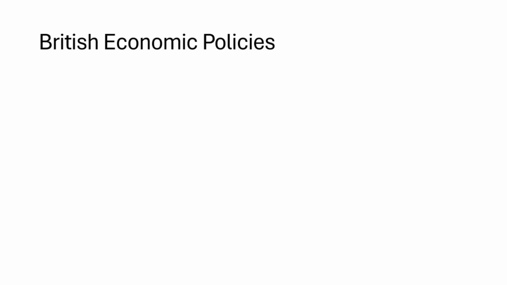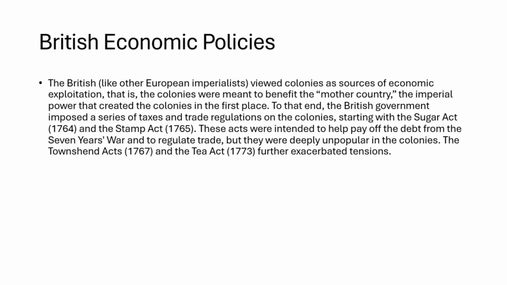The British government imposed a series of taxes and trade regulations on the American colonies, which stirred up much discontentment among the colonists. This included the Sugar Act of 1764, Stamp Act of 1765, Townshend Acts of 1767, and Tea Act of 1773. These acts were established in order to help Britain cover the costs of the 7 Years' War and regulate trade. But the colonists strongly disagreed with them, feeling that it was an act of economic exploitation. This laid the groundwork for the American Revolution.